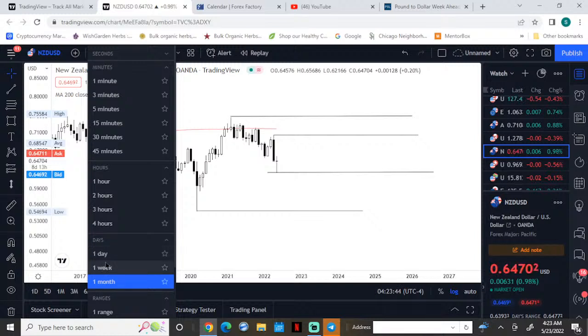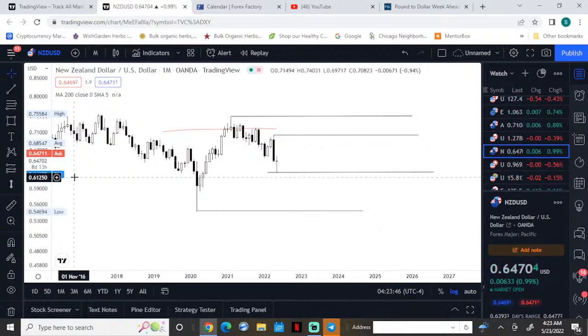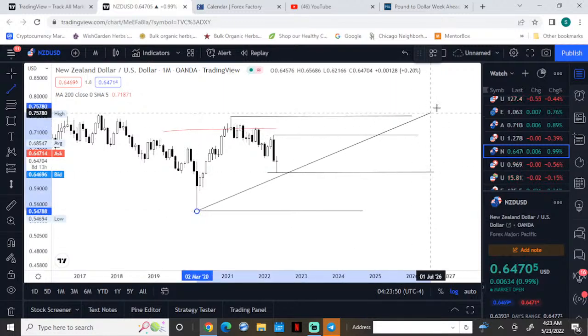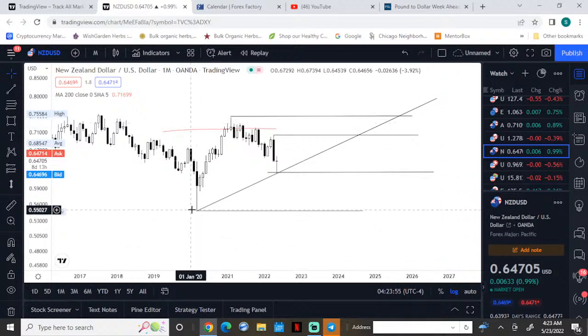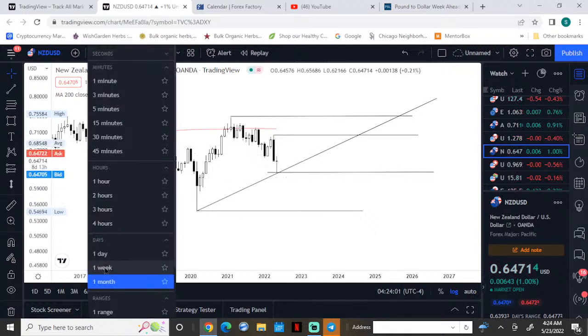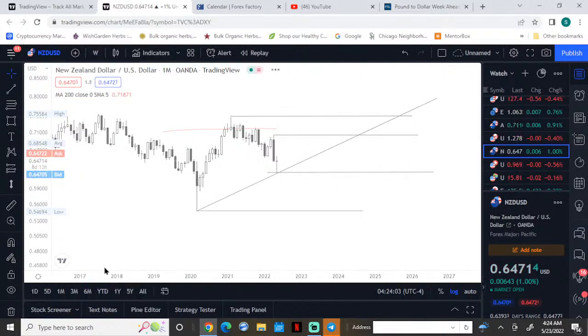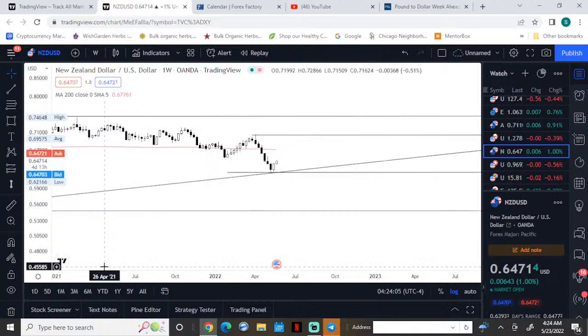Okay. Well, I think we got a trend line. Yep. I mean, that rejection, that rejection, that rejection. Okay, let's see. Weekly.